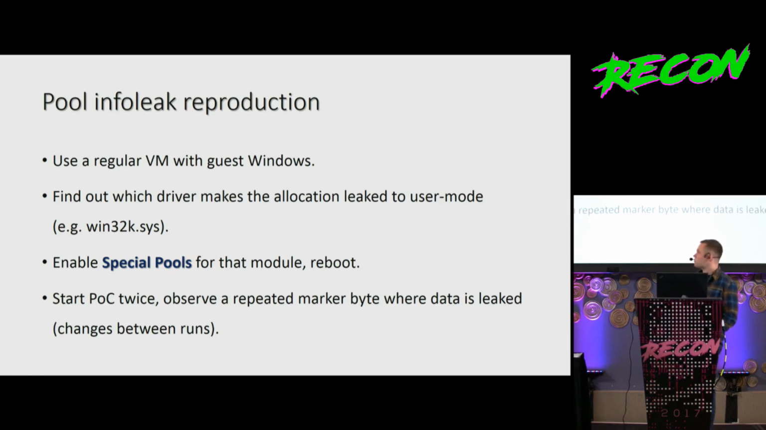So what we have to do to reproduce this pool Infoleaks is find out which driver is making the allocation that is being leaked to user mode, which is very easy because we already have this information thanks to our metadata in Bochspwn. Then we enable special pools for that module, reboot, and then start the POC twice, make it dump all of the memory that was leaked, and then we can just observe the bytes that are being leaked, that they are changing in between the two runs.